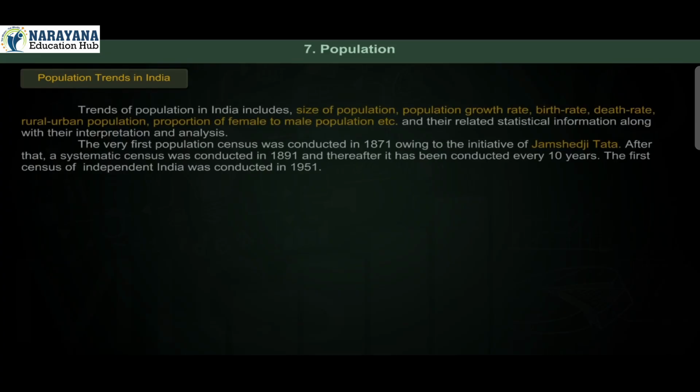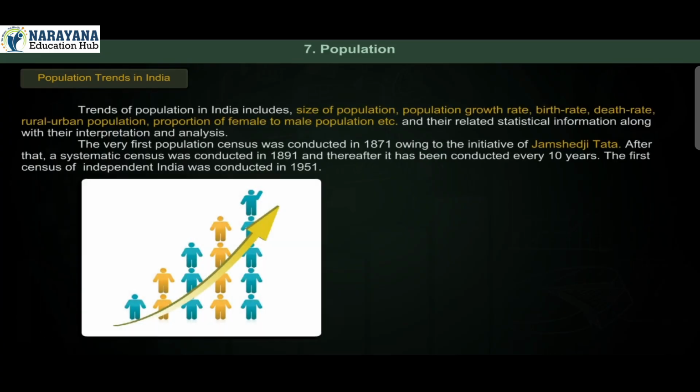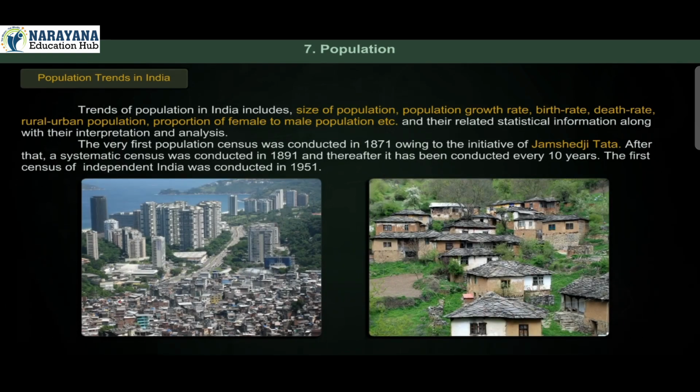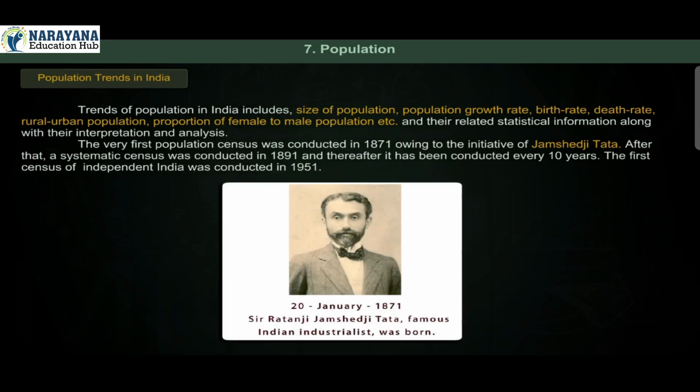Population trends in India. Trends of population in India include size of population, population growth rate, birth rate, death rate, rural-urban population, proportion of female to male population, etc., and their related statistical information along with their interpretation and analysis. The very first population census was conducted in 1871 owing to the initiative of Jamsetji Tata. After that, a systematic census was conducted in 1891 and thereafter it has been conducted every 10 years. The first census of independent India was conducted in 1951.